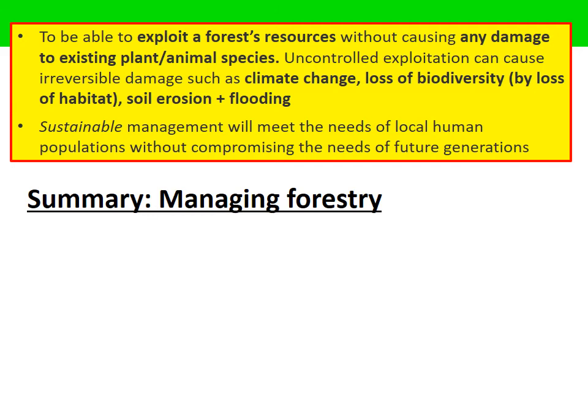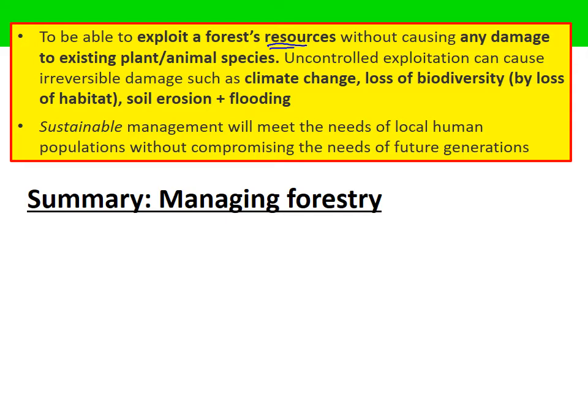So before we actually start to talk about the different techniques used to manage a forest, it's important to understand why someone would want to actually manage the forest in the first place. So the yellow box at the top here describes why someone could manage a forest. Now, it's really all about the exploitation of a forest's resources.